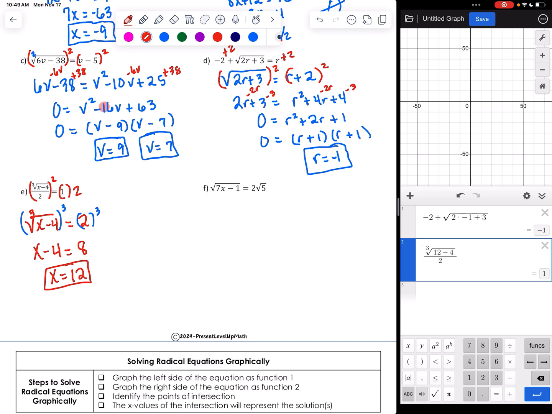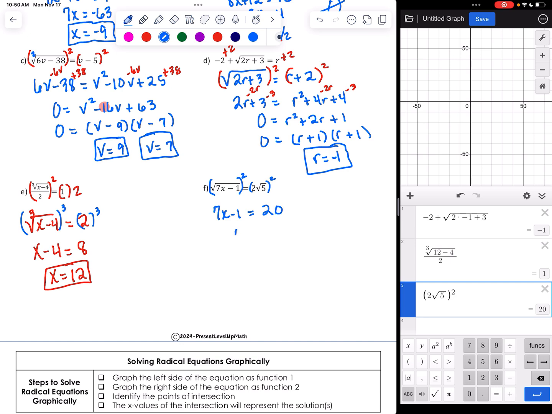All right, problem F. We have the square root of 7x minus 1 is equal to 2 times the square root of 5. So I want to raise both sides to the 2 power. So that would leave me 7x minus 1 on this side. Here, I recommend using a calculator for this. Use parentheses, 2 square root 5, side arrow, close parentheses, squared. So that would equal 2 square root 5 to the 2 power is equal to 20. Then add 1, so 7x gives you 21, and divide by 7, which gives you 3.